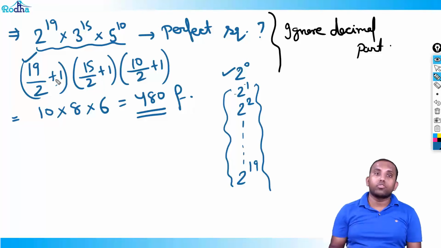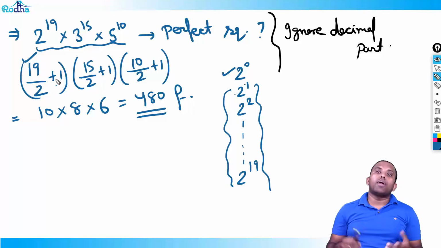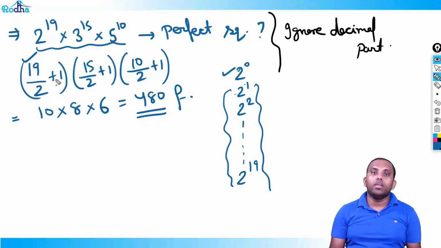So I hope this is clear. For any bigger number, at maximum it will take 10 seconds to find the number of factors which are perfect squares, right? Okay, next question. We'll go to the next slide.